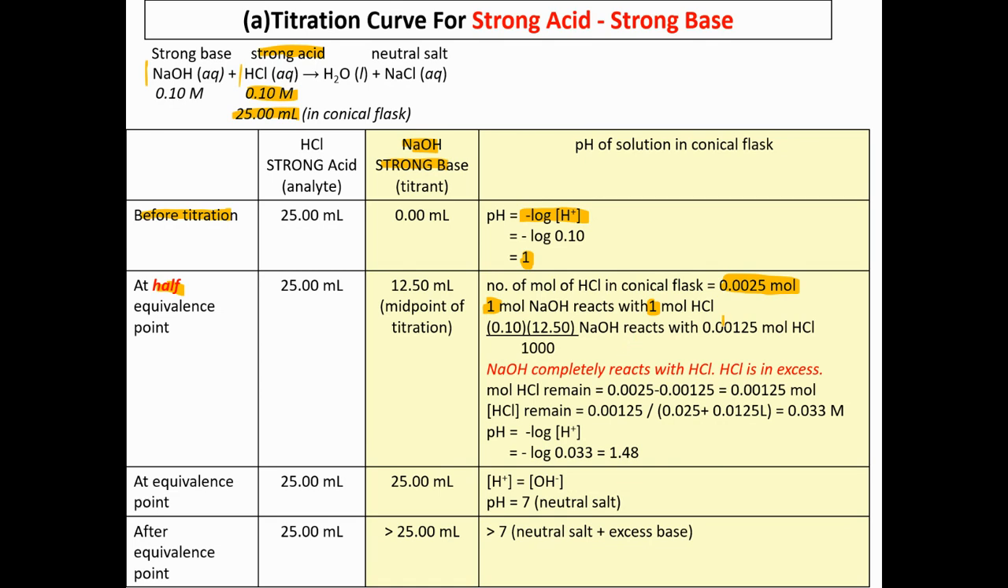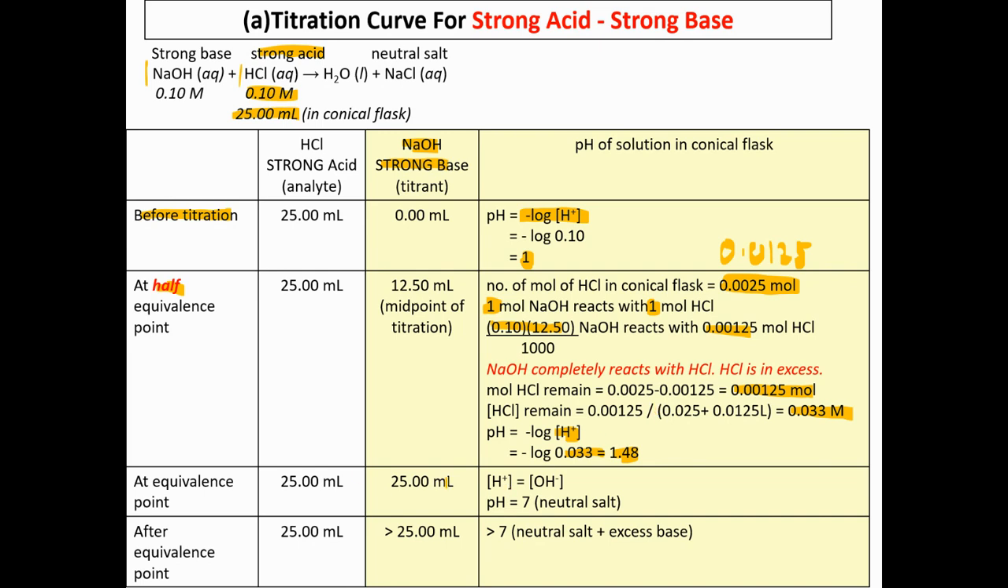Okay, so if we want to make it into half, the concentration of base is half of the acid, that means it is also the same number of moles. So what we can see is NaOH completely reacts with HCl, whereas HCl is in excess. So we just do the calculation, then we again find out how much is remaining. Then we can find the pH for the half equivalence point.